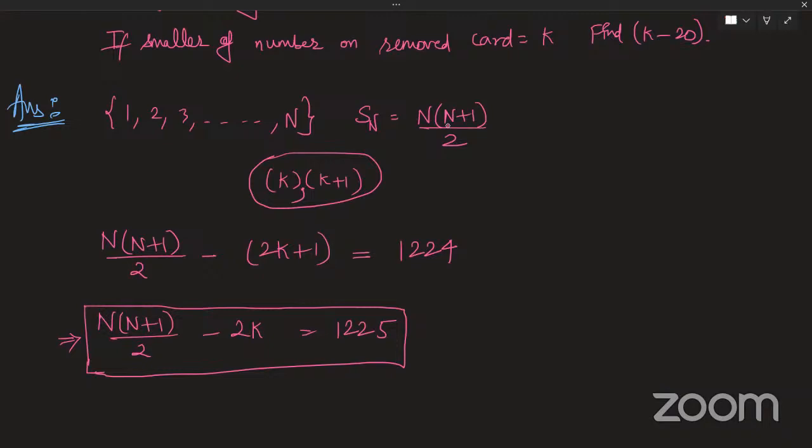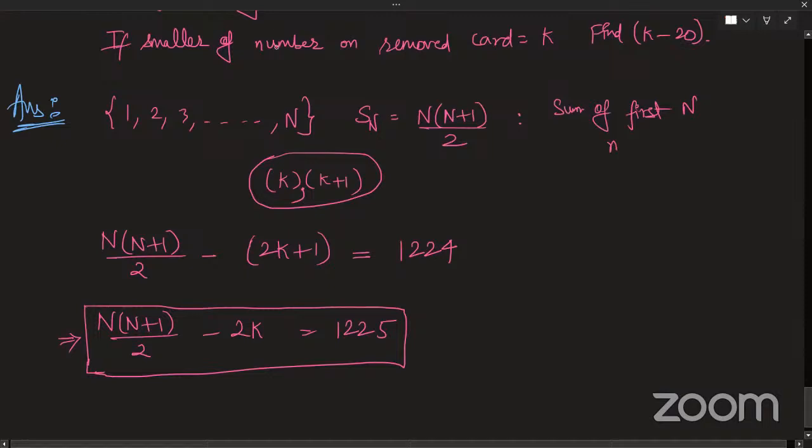Sir, how do you get plus 1? Open the bracket, you can check it manually also. It will be plus only. And n into n plus 1 by 2 is the sum of the first n natural numbers. Everyone knows this, right? Yes, sir.